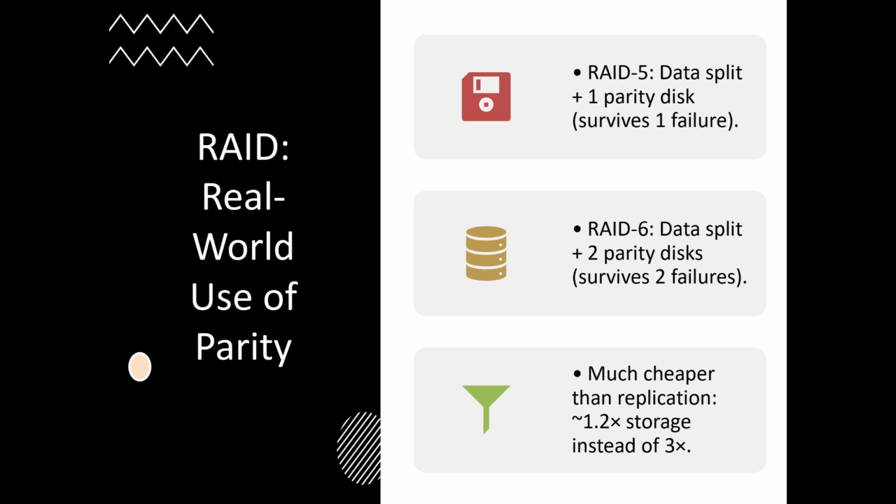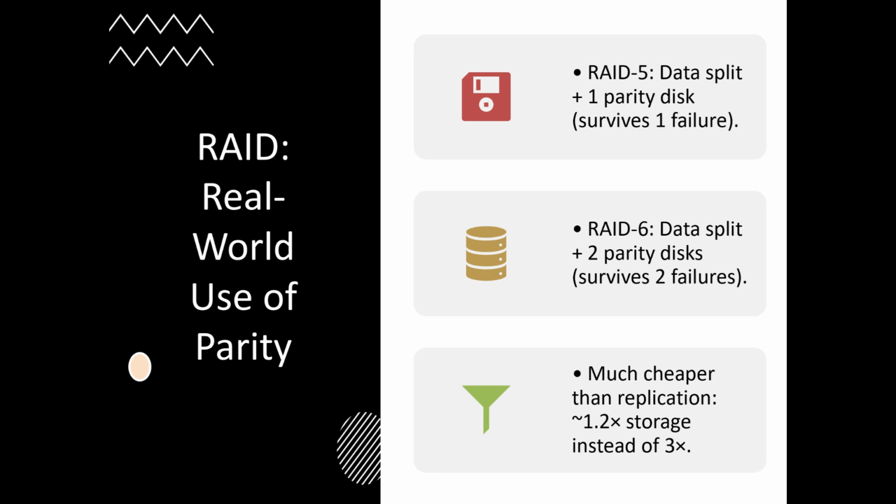We have multiple types of RAID. In RAID 5, we split your data across disks and we keep one extra disk for parity values, and you can survive one failure. In RAID 6, we keep two different parity calculations and two different parity disks, so you can survive two failures. This is much cheaper than replication because you are not paying for three times the storage, you are just paying for that parity disk.